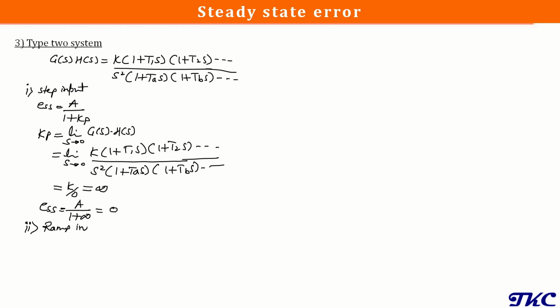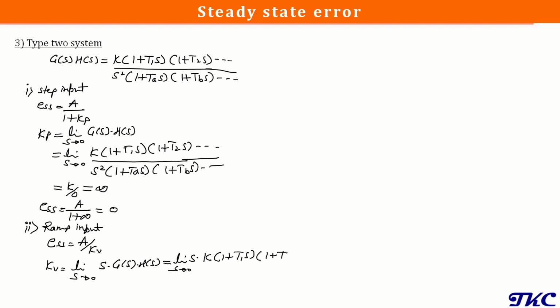So for a ramp input, we will be having steady state error as A by Kv. So we need to find this velocity error coefficient, and that is given by limit s tends to 0 of s into G(s) into H(s). So let's substitute this value here. So we will be having limit s tends to 0 of s into K into (1 plus T1 s)(1 plus T2 s) and so on, divided by s square (1 plus Ta s)(1 plus Tb s) and so on.